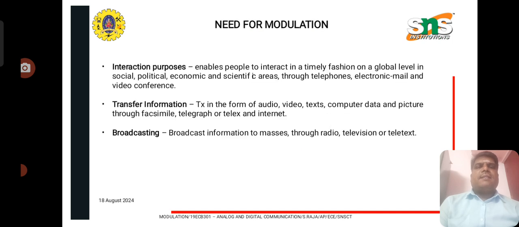Need for modulation. First one is the interactive purpose. It enables people to interact in a timely fashion on a global level in social, political, economic and scientific areas through telephones, electronic mails and video conference. Transfer information. Transmit information in the form of audio, video, text, computer data and picture through facsimile, telegraph, telex or internet. Broadcasting. Broadcast information and messages through radio, television or teletext.